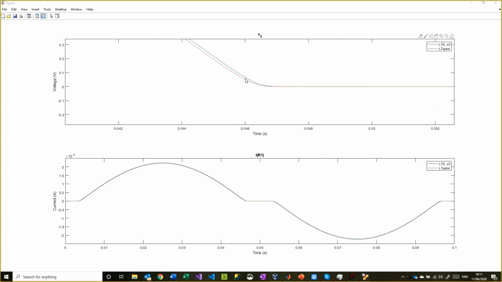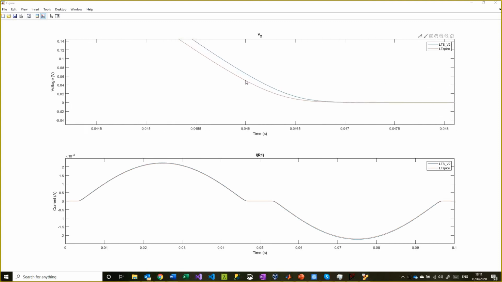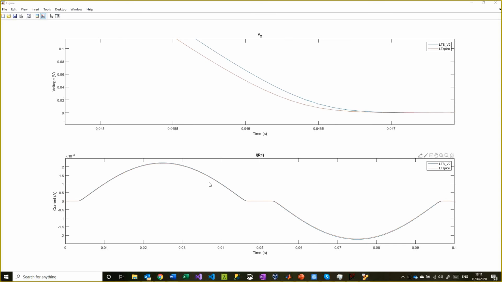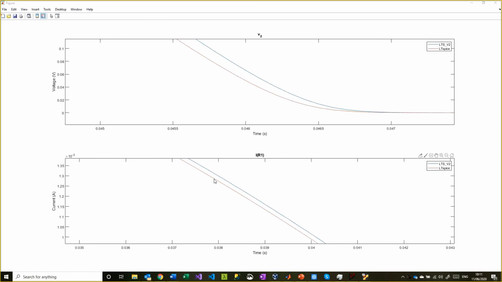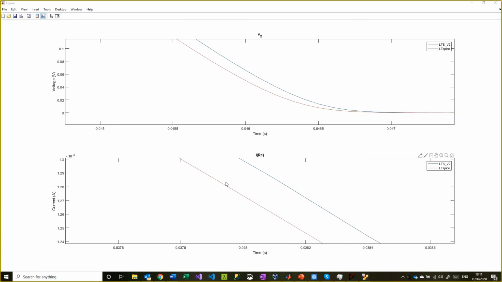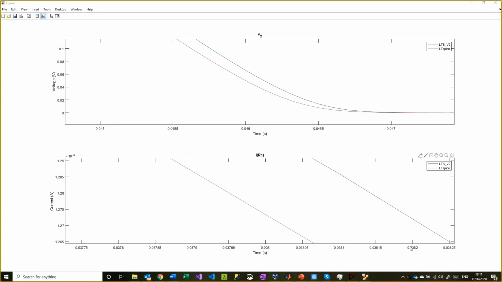Zooming in, it can be observed that there is a small discrepancy between the results of LTSV2 and LTSpice. This is mainly due to the models used by each software. LTSV2 uses a much simpler model for the BJT in this case than LTSpice. Because of this, a very small difference can be seen between the two. However, this difference is insignificant in most cases.